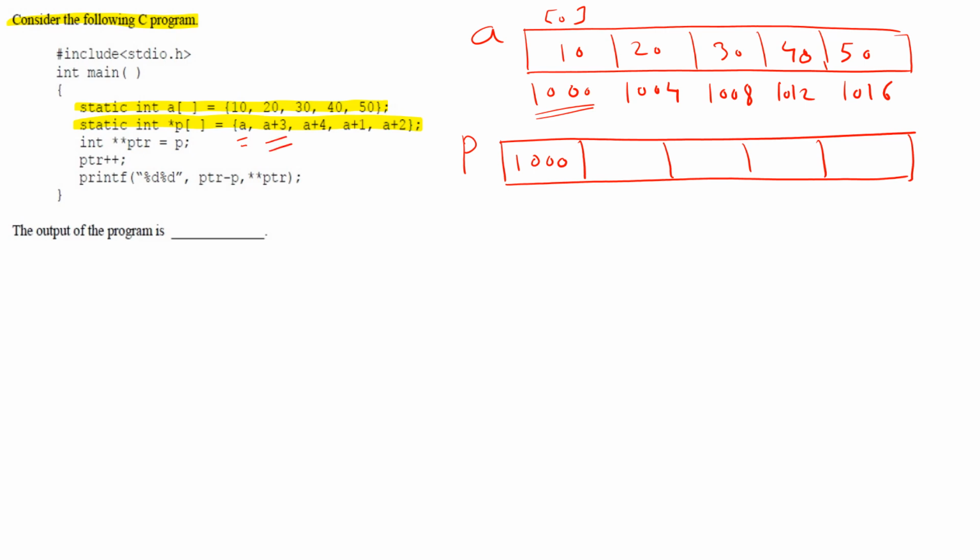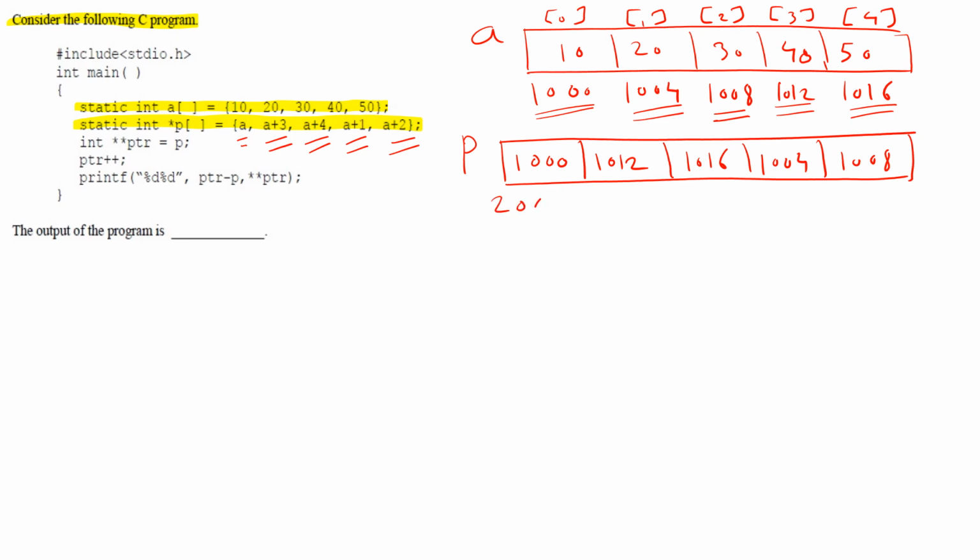Then A plus 3 will give you address of the third element, which is stored over here. Then the next initializer is A plus 4, which will give you address of A of 4 and the address is 1016. Then A plus 1 will give you address of the first element, which is 1004. And finally we have A plus 2, which will give you address of the second element of the array, which is 1008. Let's also assume that the starting address of this array is 2000.